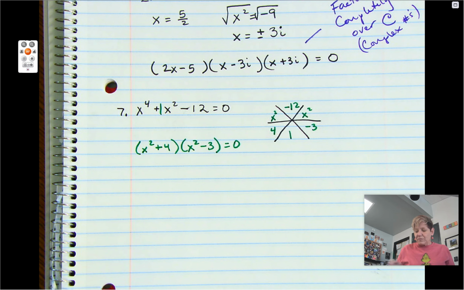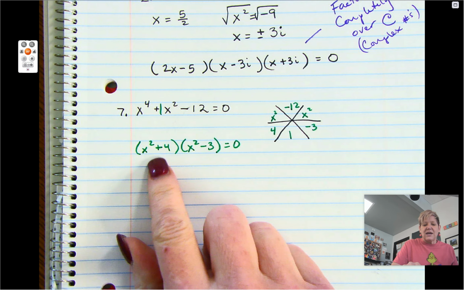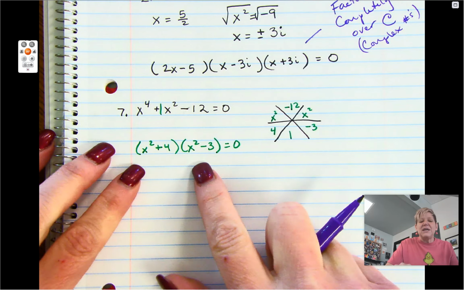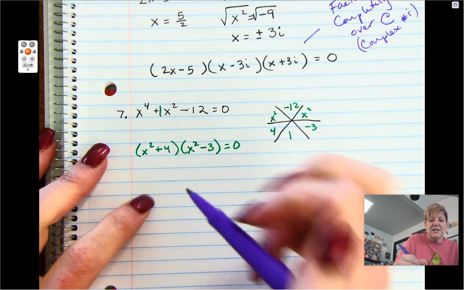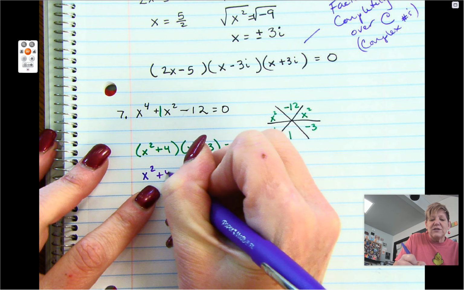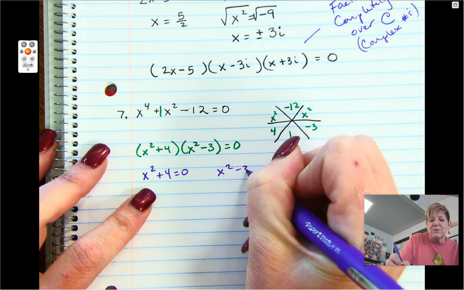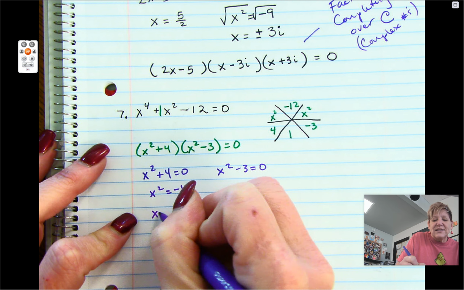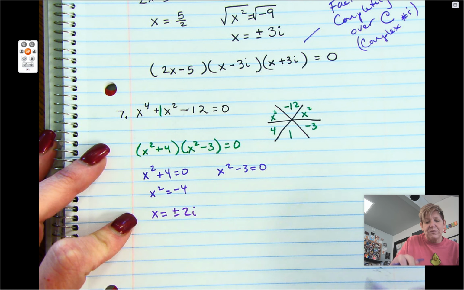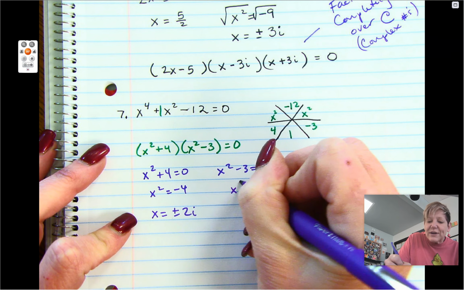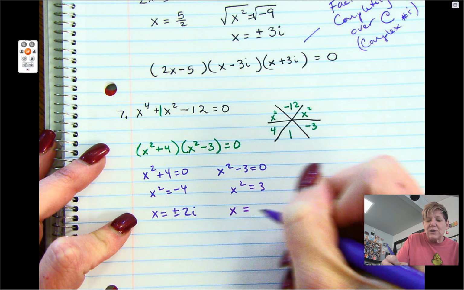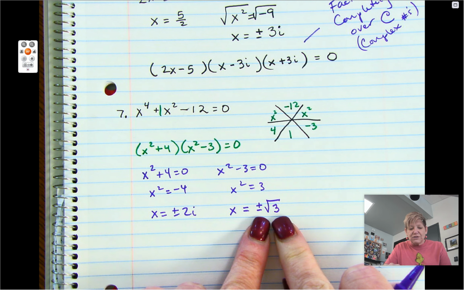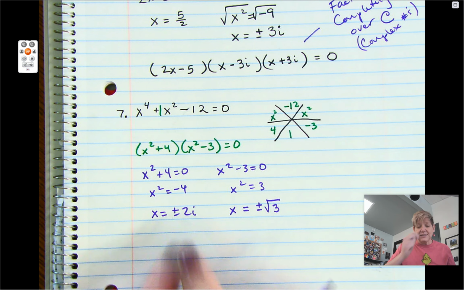So those are my factors over the real number system or the rational number system. But now I need to solve those to find my solutions. So x squared plus 4 equals 0, and x squared minus 3 equals 0. x squared is going to equal negative 4, so x is going to equal plus or minus 2i. Over here, x squared is going to equal 3, so x is going to equal plus or minus the square root of 3. So here I have two irrational zeros, and here I have two complex zeros.